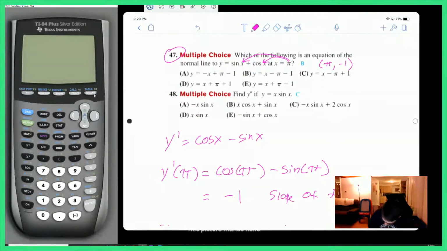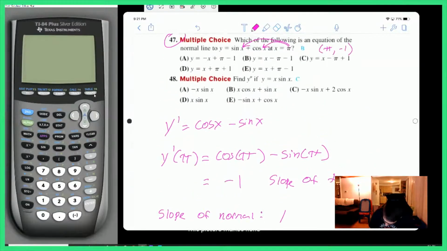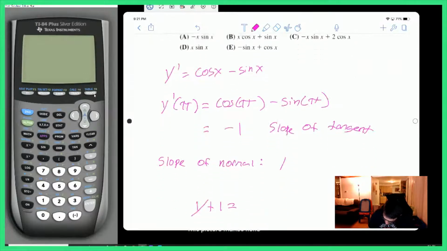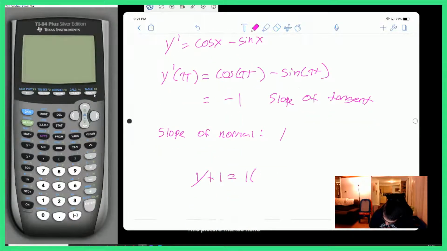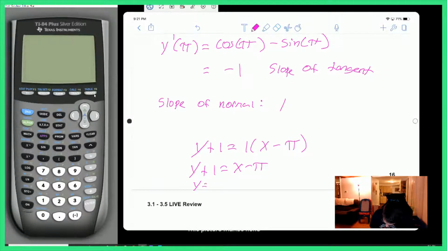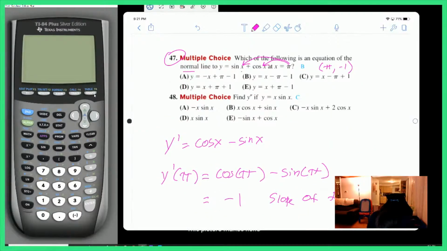Okay, so now I just plug it in. So it's y minus y1, which turns into y plus 1 equals, because y1 was -1. And then I'm going to do m, which is the slope of the normal this time, because it's asking me to find the normal. The slope of the normal is 1 times x minus x1, which is pi. So I get y plus 1 equals x minus pi. And if I subtract 1 from both sides, I get y equals x minus pi minus 1, which is letter B. So that would be a typical normal question, just with some trig functions thrown in.